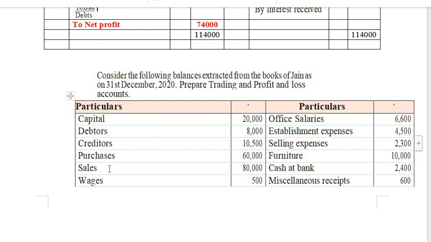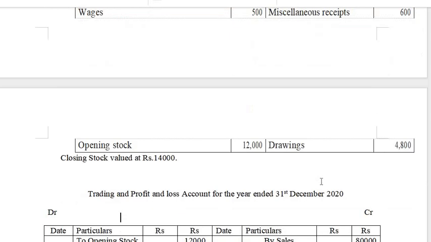Sales is an income that you can consider in the trading account. Wages is an expense, a trading expense, that is you have to consider in the trading account. Office salary is an indirect expense, you have to consider under the P&L account. Establishment expense is an indirect expense, that also you can consider under the profit and loss account. Direct expense you have to consider where? In the trading account. Indirect expense you have to consider under the P&L account. Then selling expenses is an indirect expense, you have to consider in the P&L account. Furniture is an asset, cash at bank is an asset, miscellaneous receipt is an indirect income that you have to consider under the P&L account.